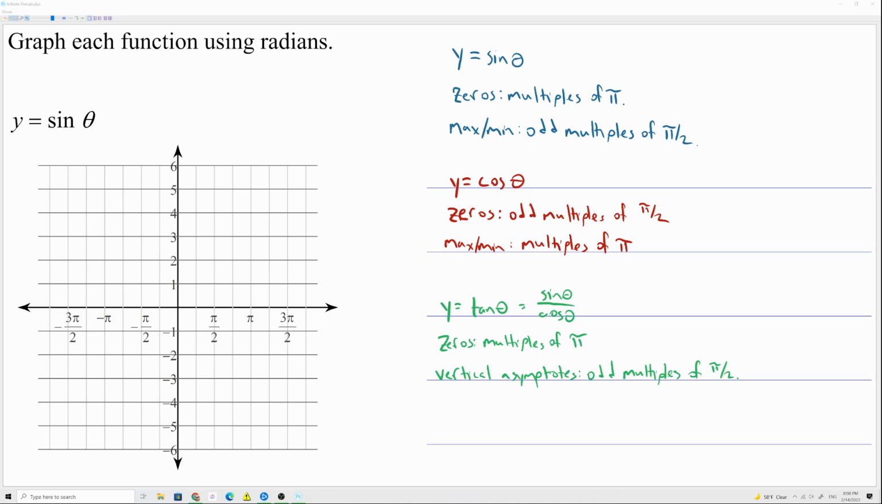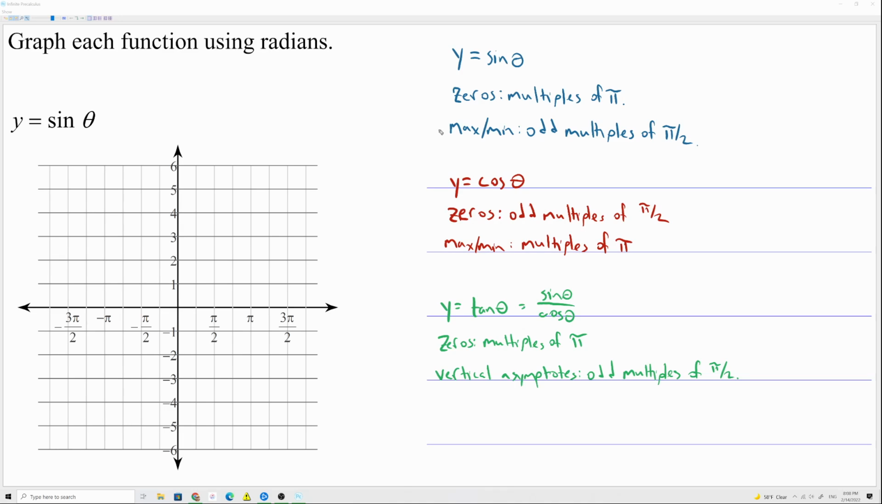Alright, so the sine function has its zeros at the multiples of pi, and we know that because we know the unit circle. Sine 0 is 0, sine pi is 0, sine 2 pi is 0, and it has its maximums and minimums at the odd multiples of pi over 2. So the sine of pi over 2 is 1. The sine of 3 pi over 2 is negative 1. And if you loop around the unit circle multiple times, 3 pi over 2, 5 pi over 2, 7 pi over 2, that's where the sine function has its maximums and minimums.